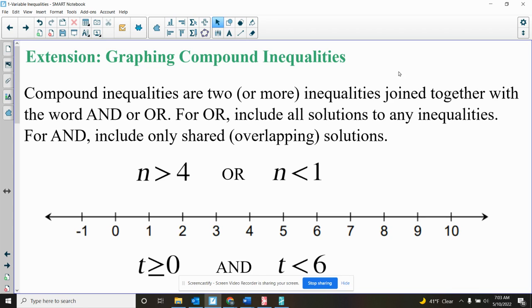All right, there are types of inequalities called compound inequalities. Very fancy way of saying it's just more than one inequality at a time. And we join them together with two words, either the word and or the word or. The ors tend to be simpler because for that, you just include all the solutions to either inequality. Whereas for and, you need to be a little bit more careful because we want only the solutions that are shared between the two parts.